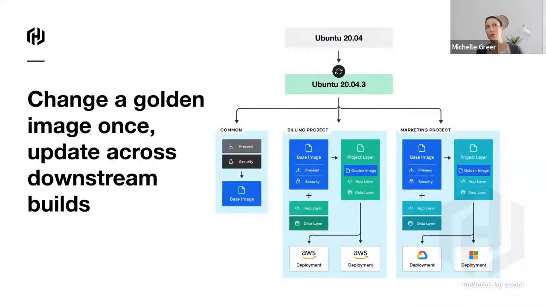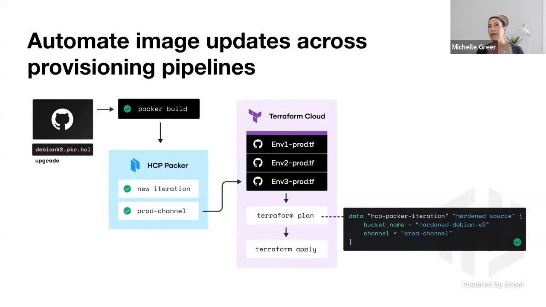So you change a golden image once, and you can update it across downstream builds, very appealing. And you can automate image updates across provisioning pipelines. And on this screen, you'll notice you have HCP Packer. It integrates with Terraform Cloud using a feature called Run Tasks.